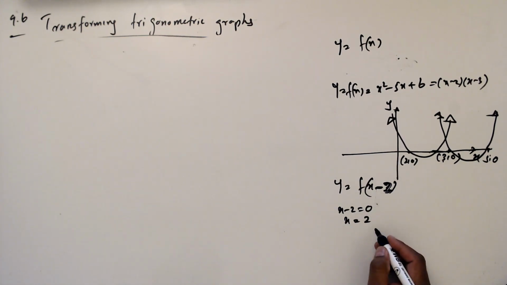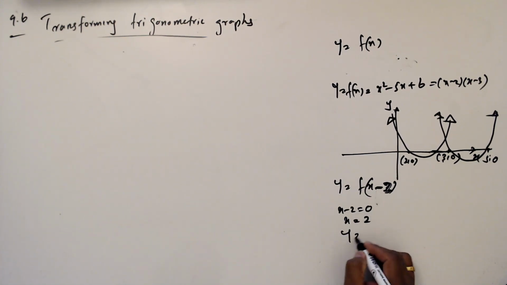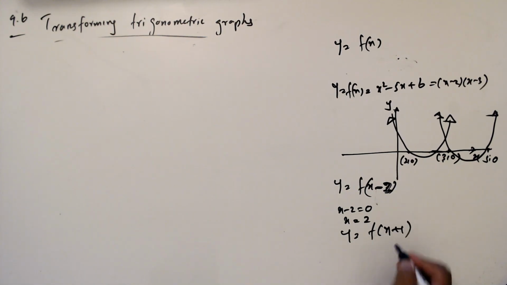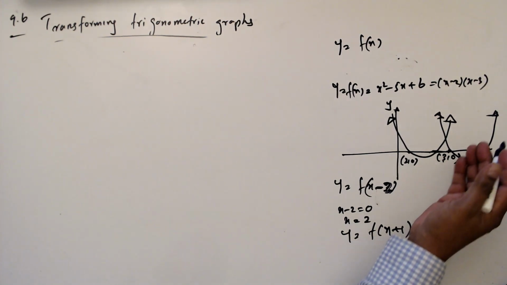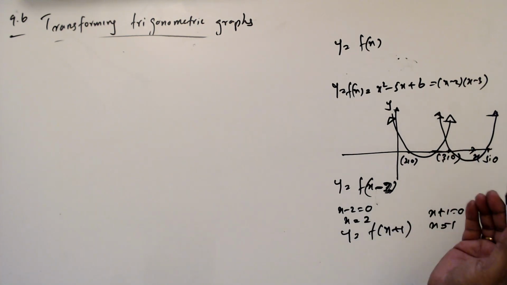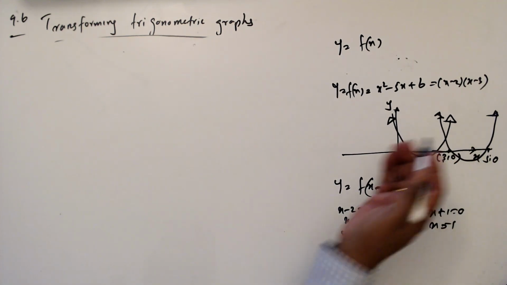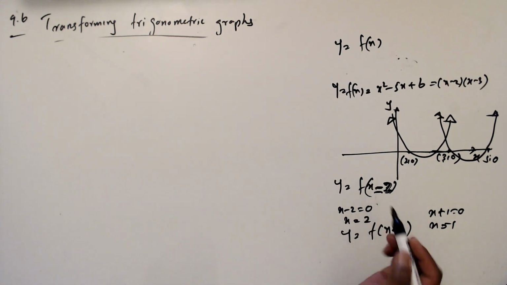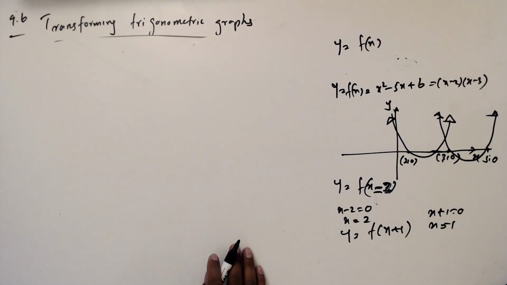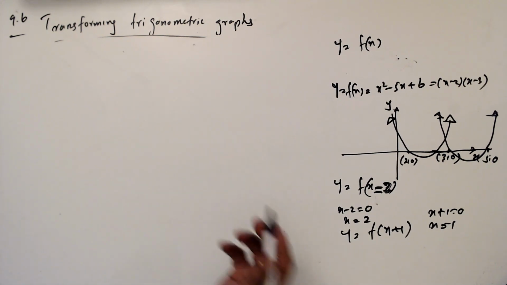If you see y equals f(x plus 1), it means you have to shift this graph by 1 unit to the left. x plus 1 equals 0, x equals minus 1. It means you have to shift this graph by 1 unit to the left. If it is a minus value, it is moving to the right, and if it is a positive value, it is moving to the left.